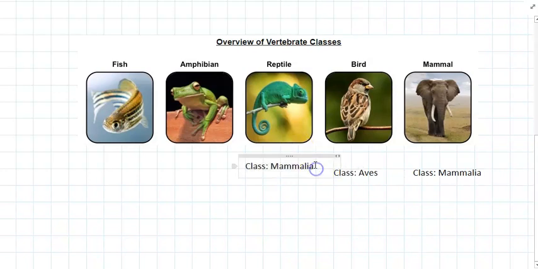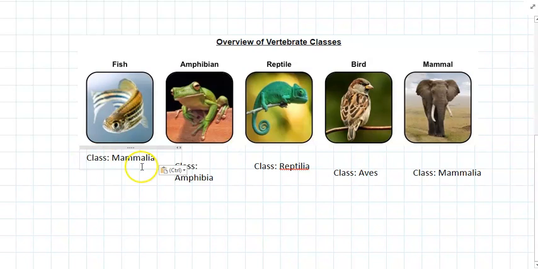The reptiles, that one's easier to remember as well. Reptiles are in class Reptilia. The amphibians are class Amphibia. And the fish are class Pisces.